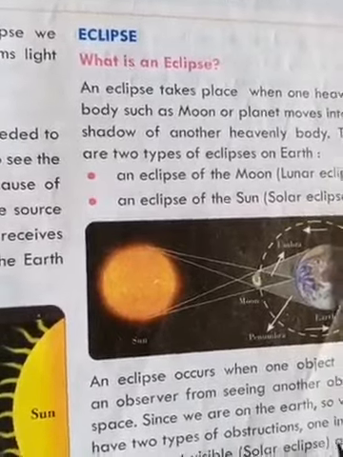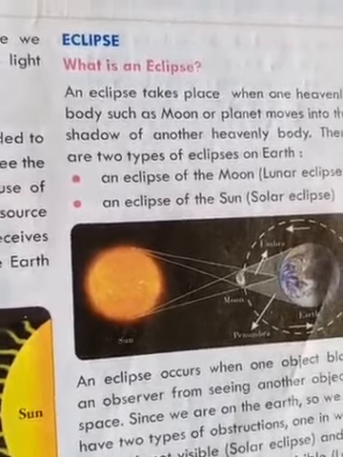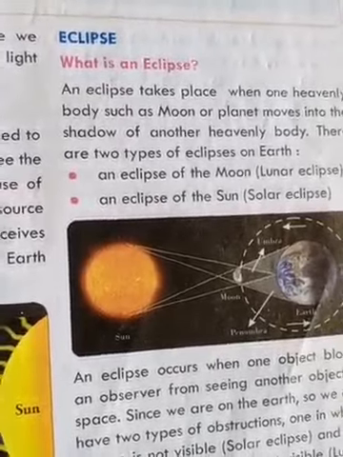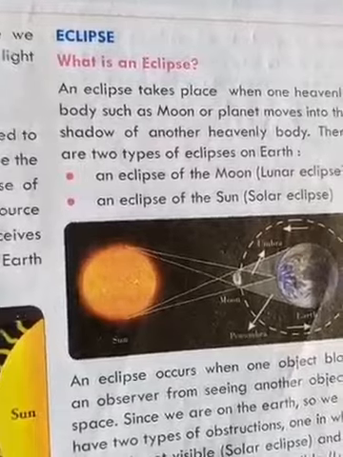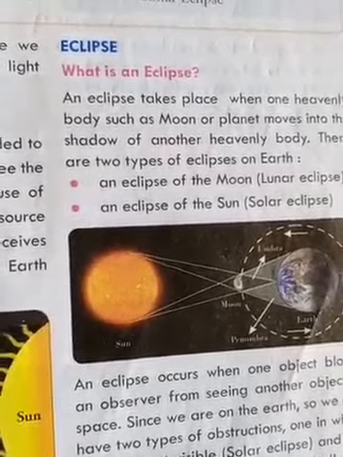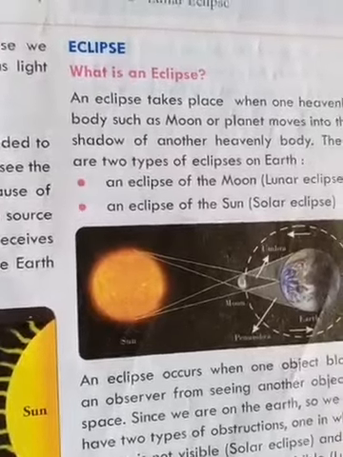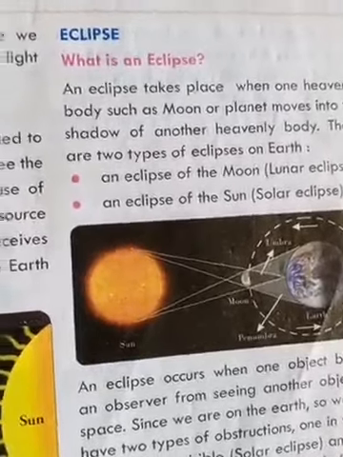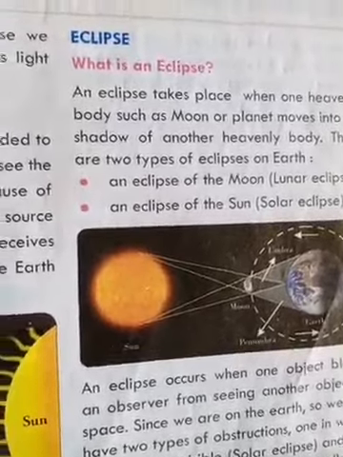When the sun is not visible during the day, sometimes it happens that the sun is not seen during the daytime, that is called the solar eclipse. And another is when the moon is not visible, that is lunar eclipse. Let us understand in detail.